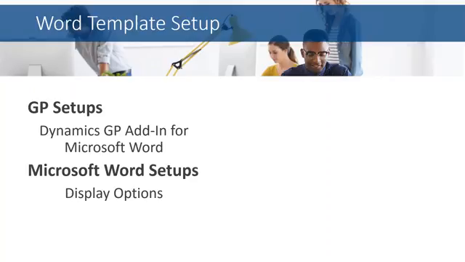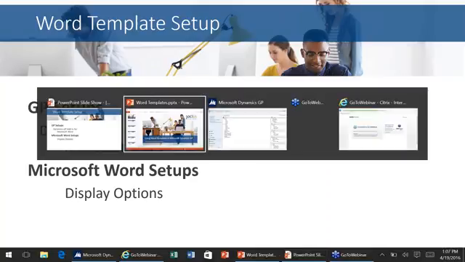All right, so the first thing we're going to look at are the setups. There are two setups involved in order to get this running in your system: GP setups and Microsoft Word setups. The GP setup itself does involve an installation. If it hasn't been done, this is something you will need to do. Let me flip over real quick, and I want to show you what you're going to be looking for.